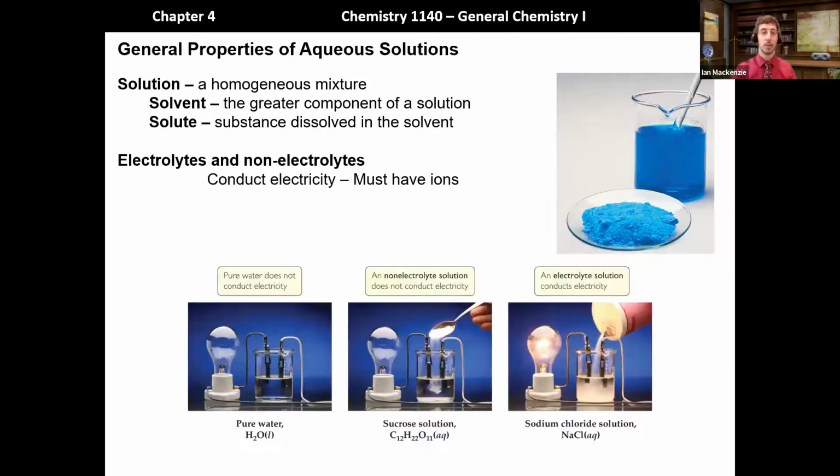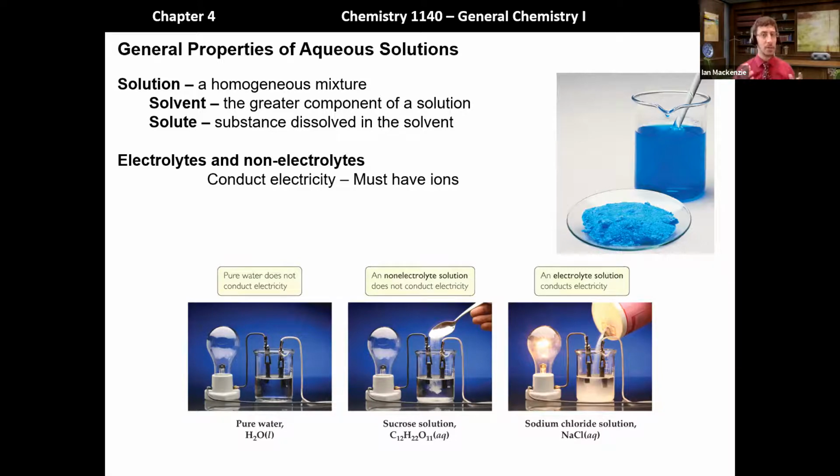So what exactly does that look like? Well, let's take this case here where we have a light bulb that's connected to a circuit, and over on the side there's a battery somewhere powering the circuit. But there's a break in the circuit where the two electrodes are dipped into water, but there's nothing other than the solution connecting the two electrodes. Now, pure water itself actually does not conduct electricity.